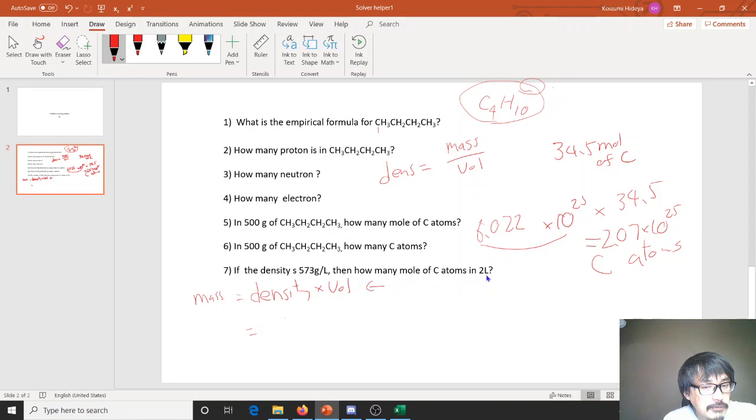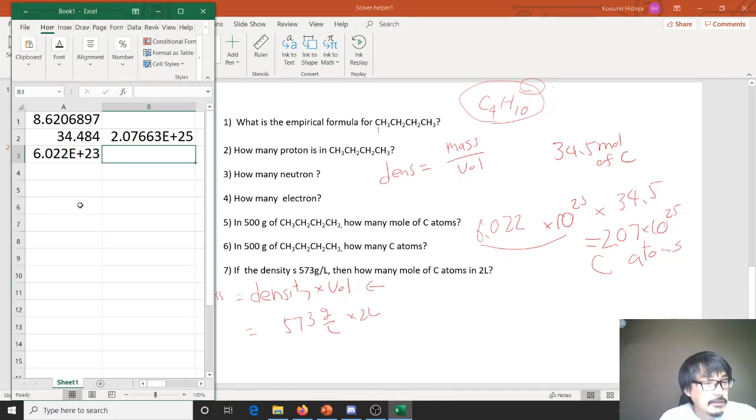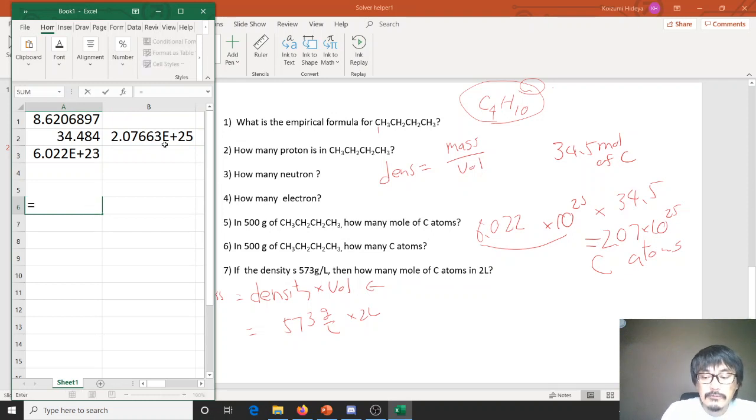So density is 573 gram per liter multiplied by 2 liter. Liter and liter match, right? So I don't really have to do anything here. So 573 multiplied by 2. That's the number of gram I have.